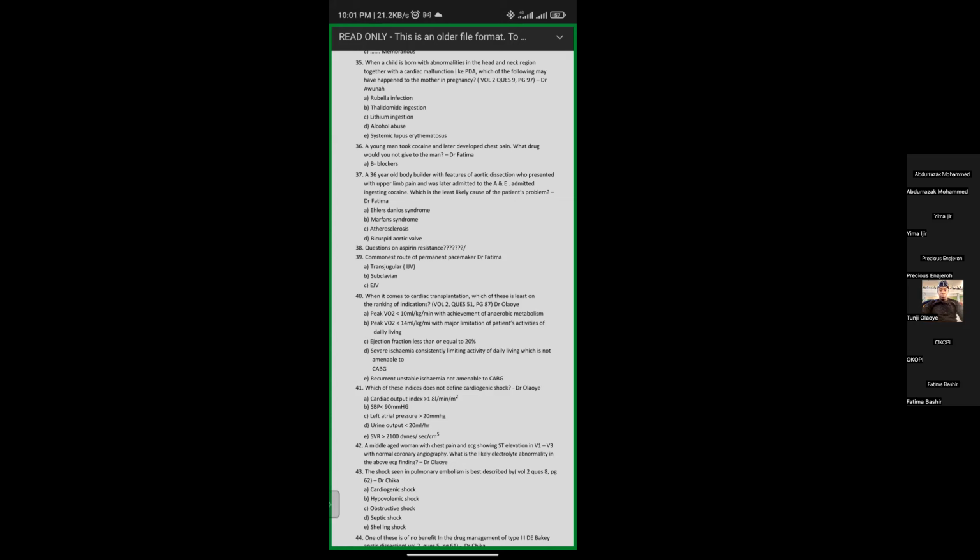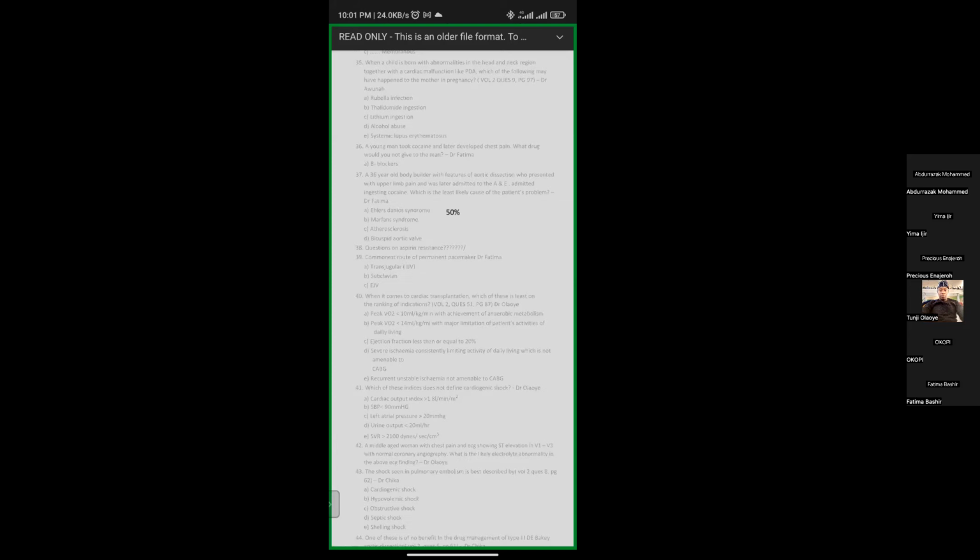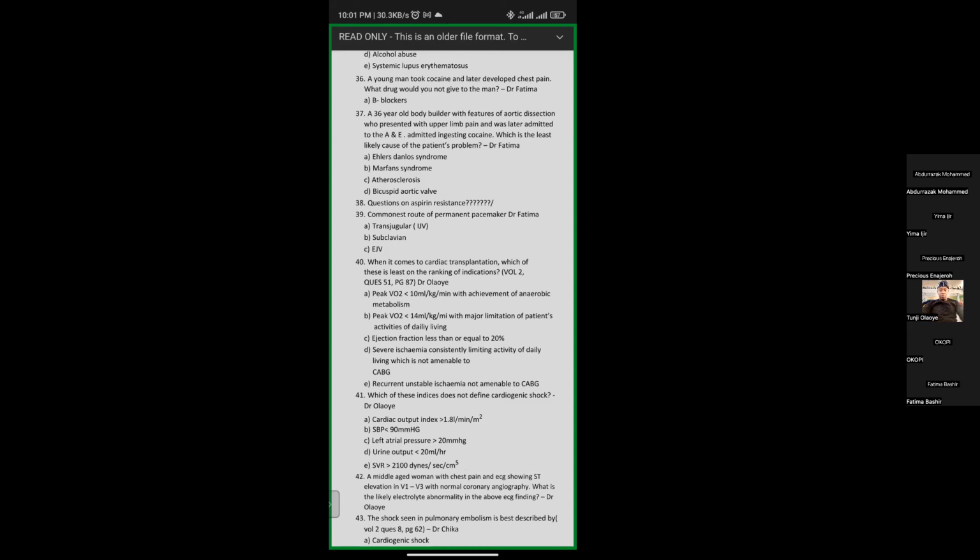So question 38. Sorry, 39. This question on aspirin resistance was answered last time. So question 39. Commonest route of permanent pacemaker. A, transjugular, subclavian, and external jugular vein.